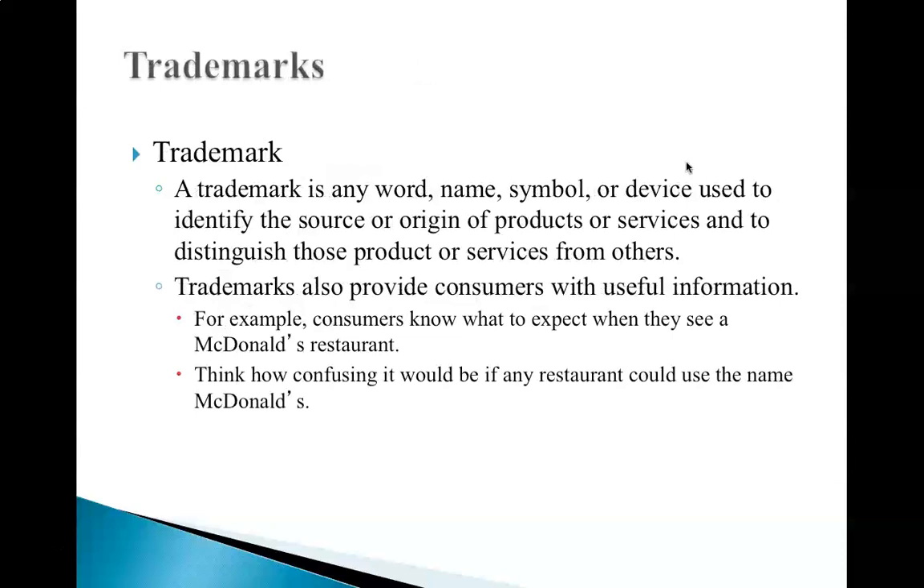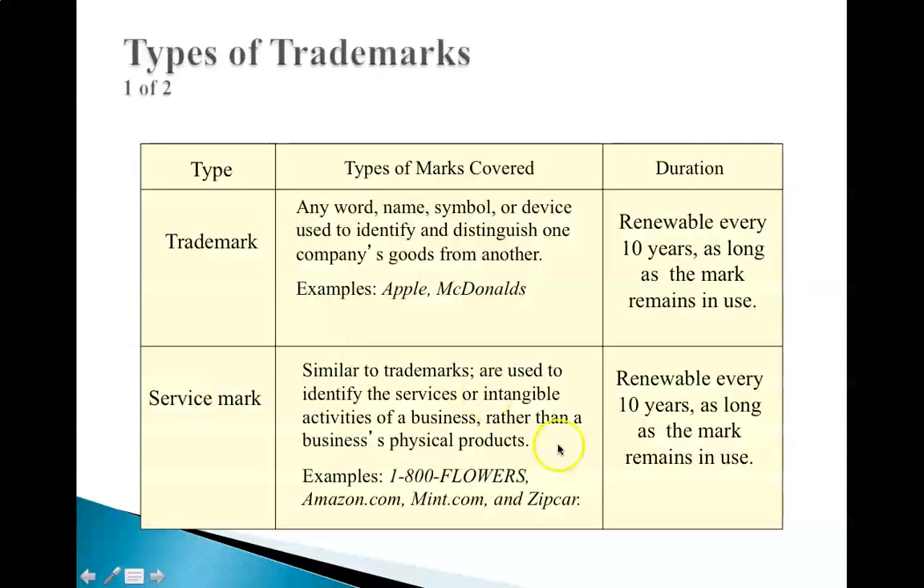Trademarks, so that's patents. A trademark is any word, name, symbol, or device used to identify the source or origin of products. And trademarks also provide consumers with useful information. So, for example, of course, we all know what to expect when we see a McDonald's restaurant, and think how confusing it would be if any restaurant could use the name McDonald's. And that's a nice simple example.